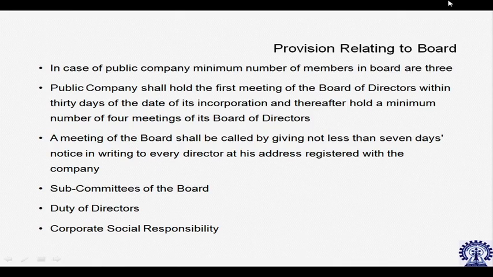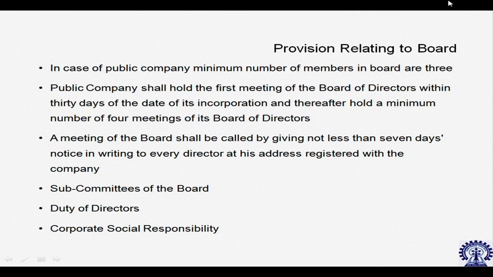Now, I have already talked with you relating to this aspect of the board, but nevertheless let me put some structured information. In case of a public limited company, there should be 3 members in the board. So, minimum members should be 3. The first board meeting should be within 30 days of the incorporation, and there should be 4 board meetings. Now, please remember, in case of a public limited company, what the board has discussed and what decision has been taken by the board needs to be recorded, and that should be reported as a part of a corporate governance report.